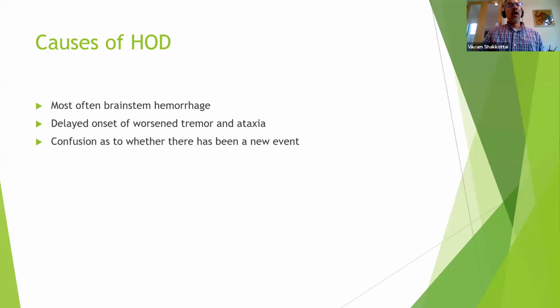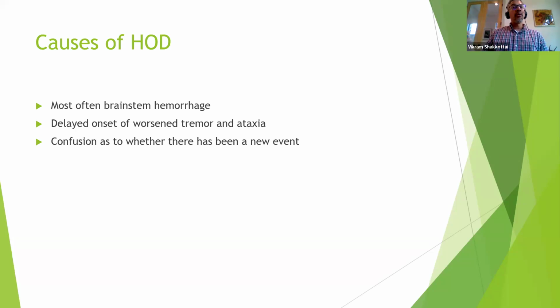Just to go over the experience of the majority of patients that I see in my clinic who have a diagnosis of HOD, this is most often associated with a prior brainstem hemorrhage. By brainstem hemorrhage, I mean a kind of stroke where there's bleeding within the brainstem, sometimes associated with vascular malformations, such as what's called a cavernous malformation.